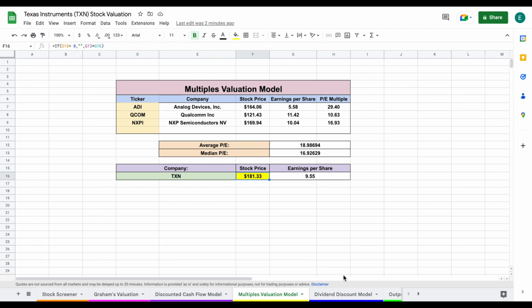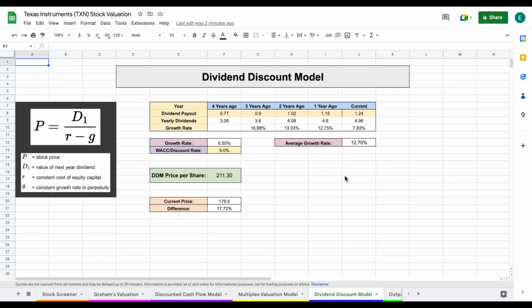Now moving forward, we're going to be looking at the dividend discount model. The idea behind the dividend discount model is we should be able to value a company based on how much they pay out in dividends and how much that dividend is increasing.